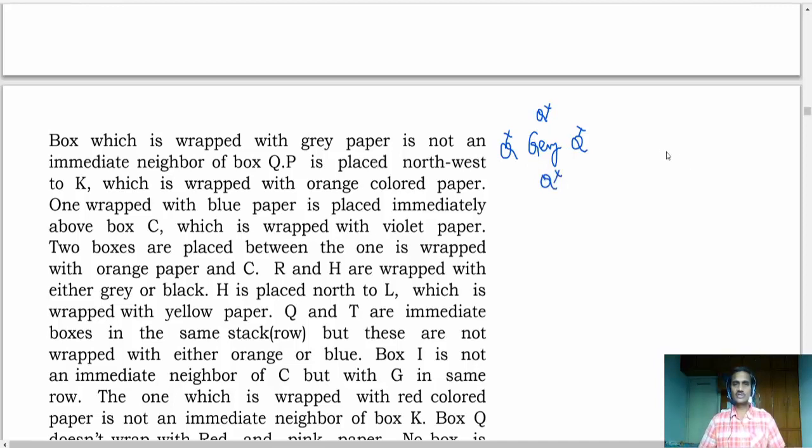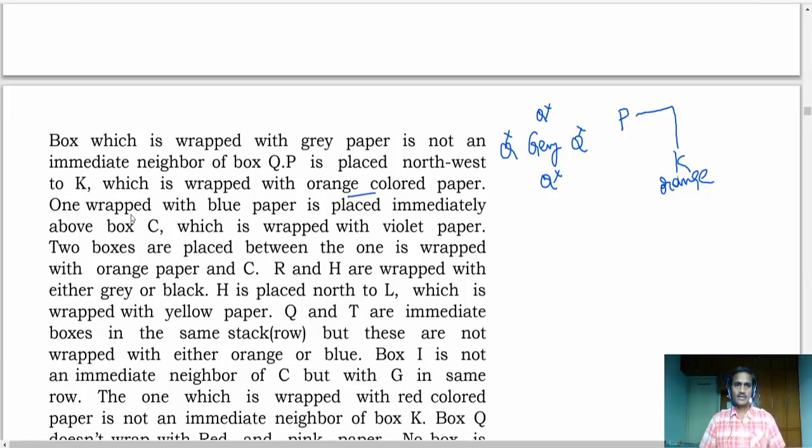P is placed north west of K. From K, north west means this is north, this is west. P is to the north west of K. K is wrapped with what? Orange color, he said. Orange colored paper.